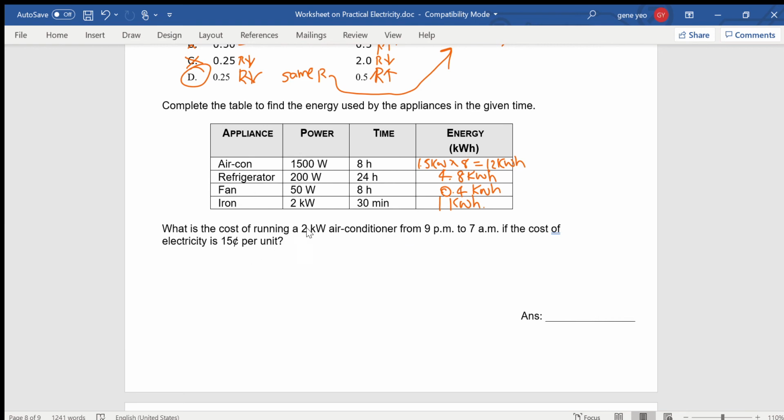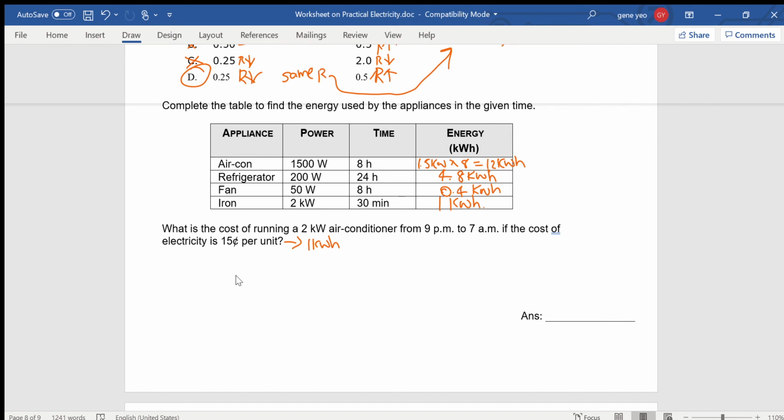Now, what's the cost of running the 2 kilowatts air conditioner? Oh, so it's not related. This one is a separate air conditioner from 9 p.m. to 7 a.m. if the cost is 15 cents per unit. So remember, 1 unit is 1 kilowatt hour. So maybe let's choose a different color. Maybe go with purple.